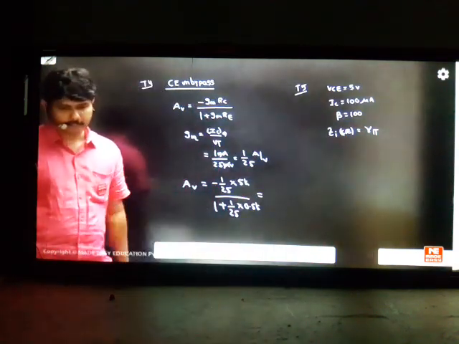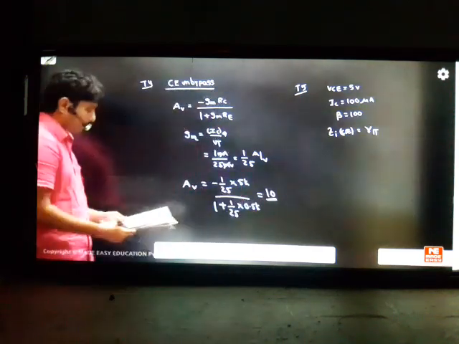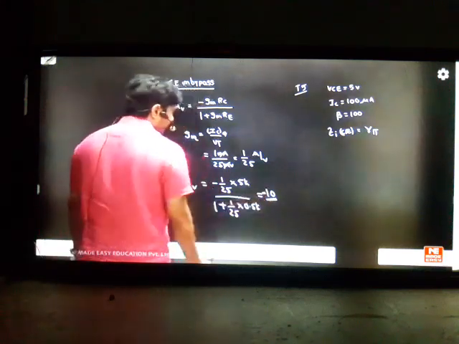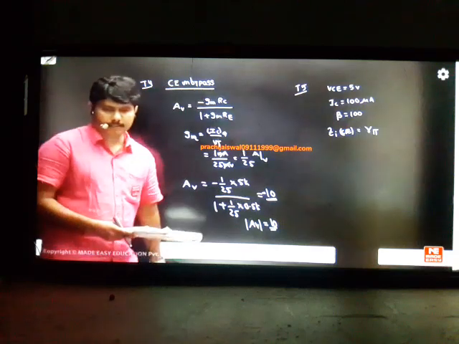Shaw is telling 200. I think the answer will be 10 will come. Thank you. The answer you can expect 10. So minus 10 actually. In the options he has given magnitude I think. That's why you can take 10. In magnitude it is 10. 10 is the correct answer.